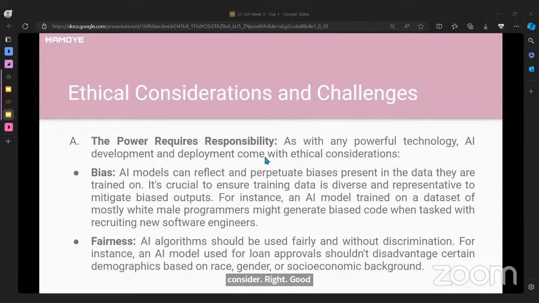The crucial aspect of fairness is how models are applied in real world scenarios, such as loan approvals or job recruitment. Ensuring that these models don't disadvantage individuals based on race, gender, or socio-economic background is fundamental to ethical AI deployment, right?